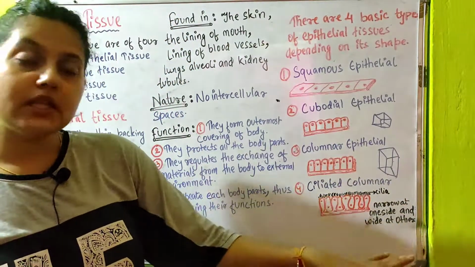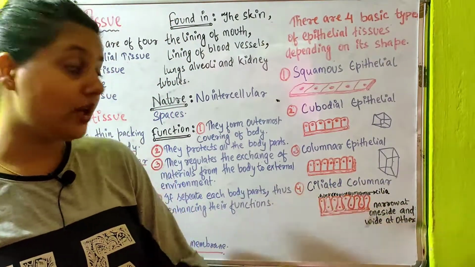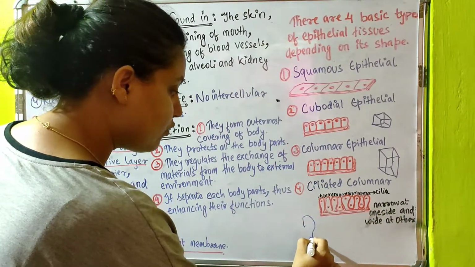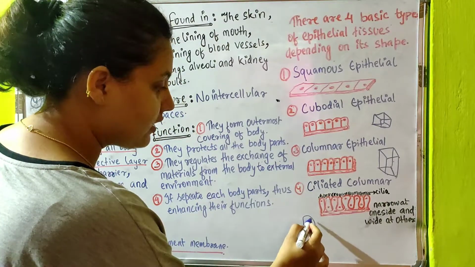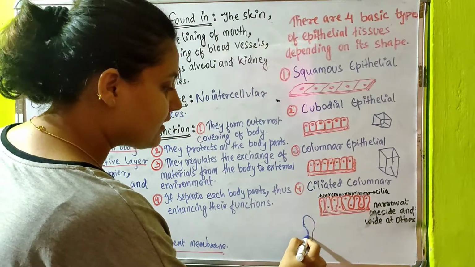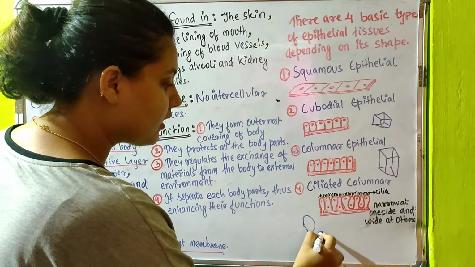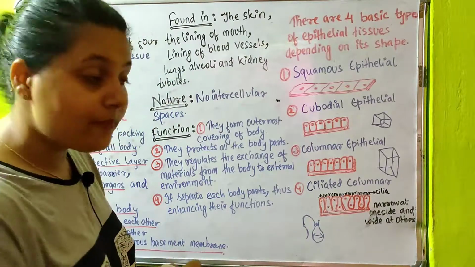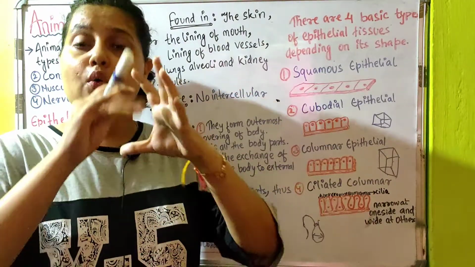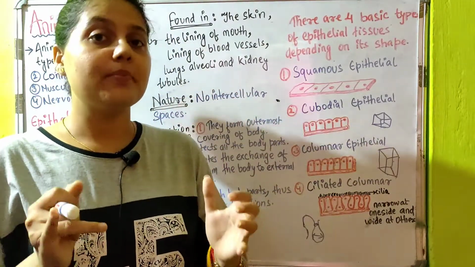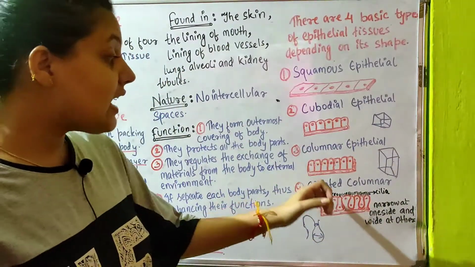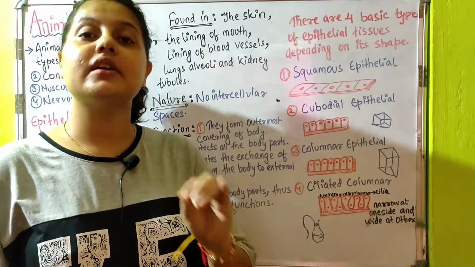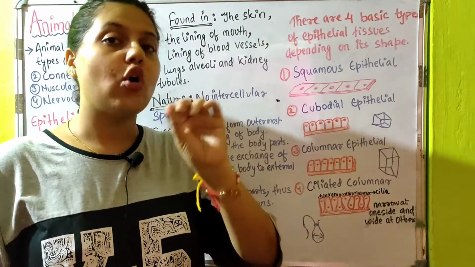Ciliated columnar epithelial, they are narrow at one side and wide at the other. For example, I am showing you, this side it is wide and this side it is narrow. Again, I am making the next one, this side it is wide and this side it is narrow. That means they are made up of cells which have one side narrow and the other side a broader part. Now you see they have another feature, that is they have cilia. Cilia are the hair-like projections at the top of the cell.